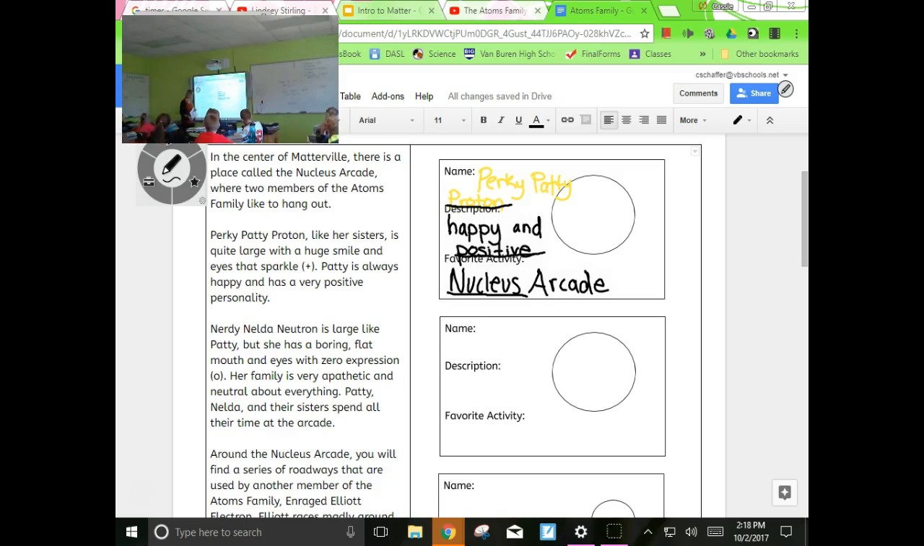Okay, so now you get to see my awesome drawing skills again. Yay! Okay, so looking back at the paragraph, what would be something that I need to draw or try to draw? Erica? A huge smile. What else do I need to add? Jesse? Eyes that sparkle. Do you guys see what's in the parentheses right here? It's a plus sign. So it's a positive sign. So we are going to use those as our eyes. They're sparkling. Let's add some hair.